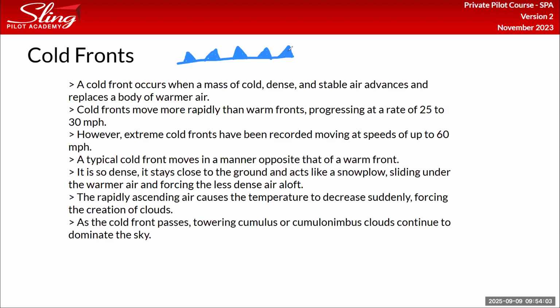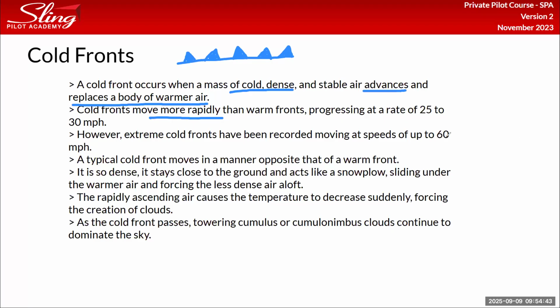So it comes in fast. Cold fronts move faster than warm fronts. It's a cold, dense body of air that comes in and pushes up a warm mass of air. And obviously, every time we talk about warm air being pushed up, creating vertical development, this is going to create instability in the atmosphere. They move rapidly, 25 to 30 miles per hour. It's cold, dense air that advances and replaces a body of warmer air.